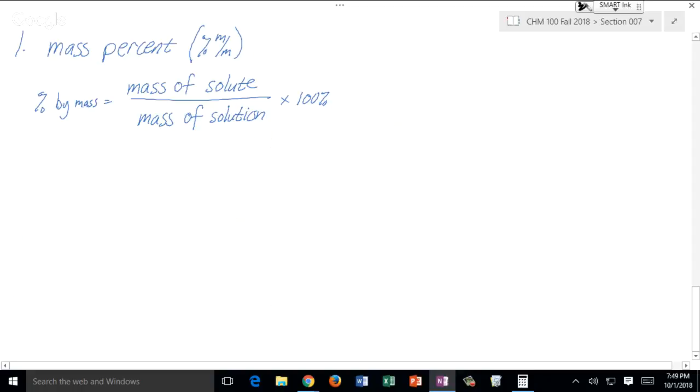A related one that is just as simple is the volume percent, or percent by volume. Which again is also just a simple percentage of how much is solute and how much is solvent.